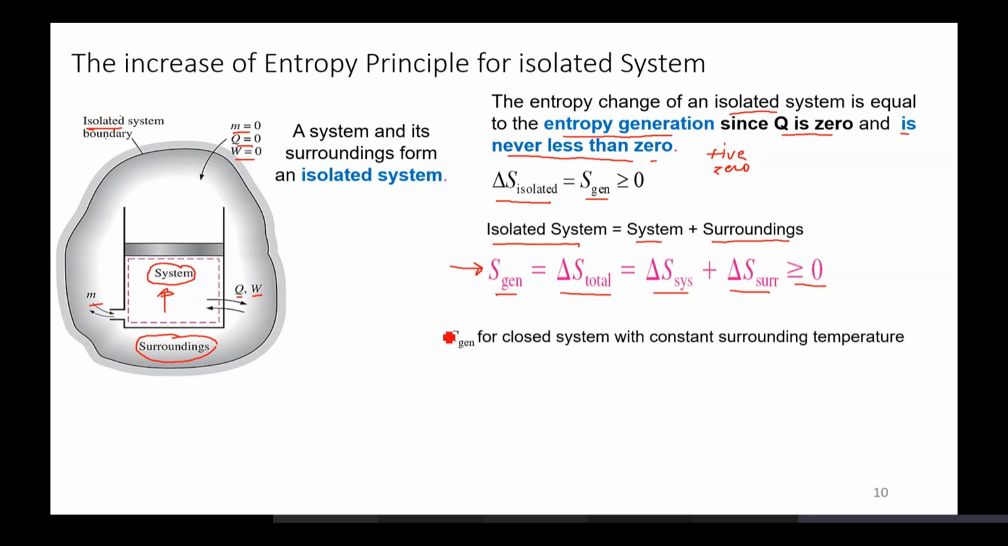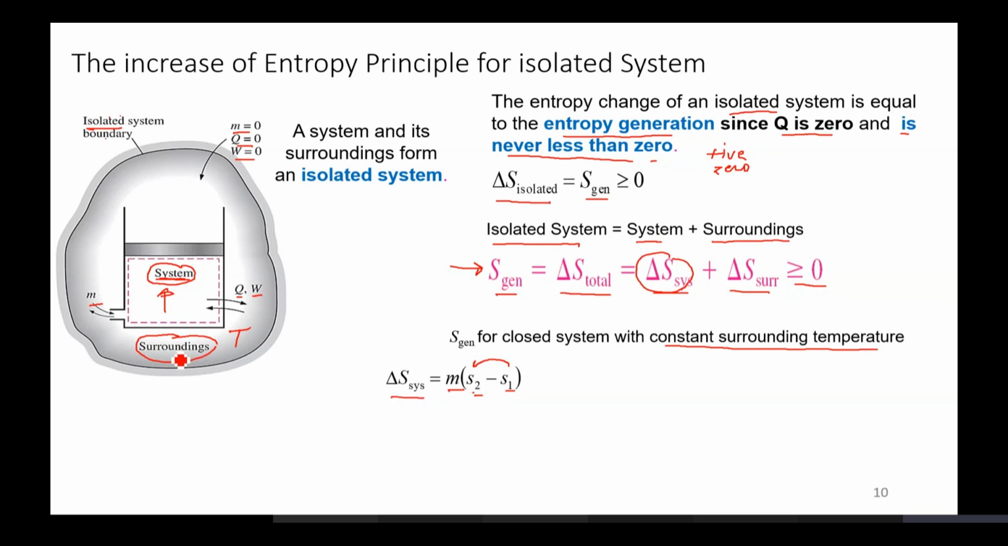Now, entropy generation for a closed system with constant surrounding temperature, so that you have this system and you have surroundings which is having a constant temperature. So when you're talking about the component which is made up of system, you say that the entropy change of the system is mass multiplied by the change in entropy as the system goes from state 1 to state 2. So S2 minus S1, specific entropy multiplied by mass, would give you the change in entropy of the system.